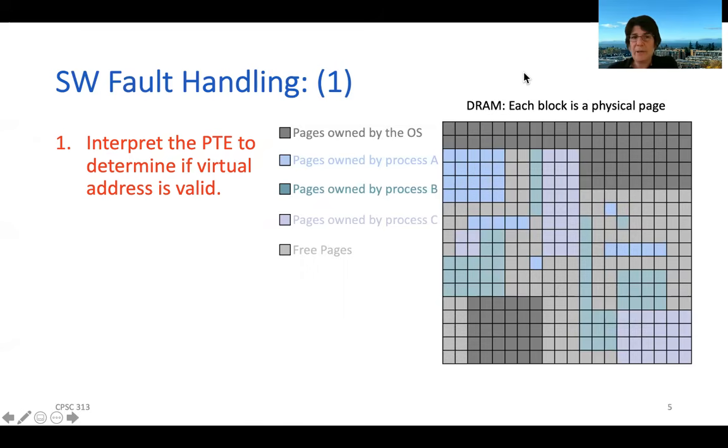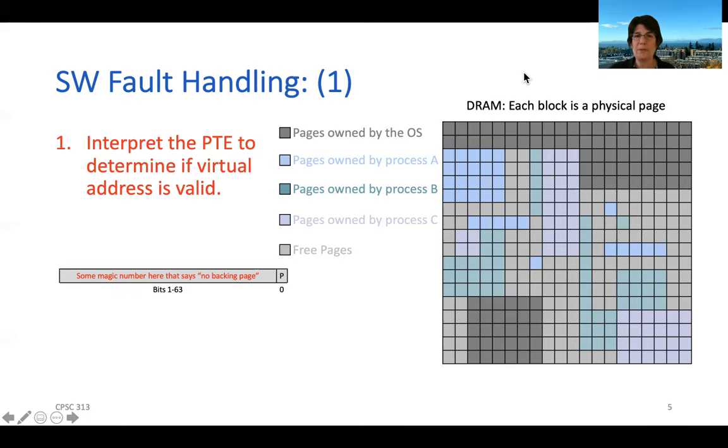So I'm in my trap handler. First thing I do is I go look at the PTE that corresponds to the faulting address. One case might be that I look at that PTE and there's some specific value in there that tells me this PTE is invalid.